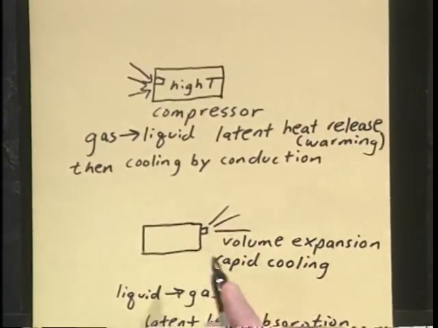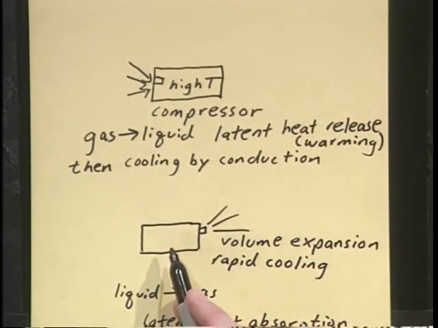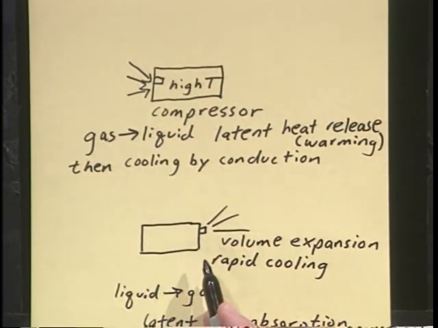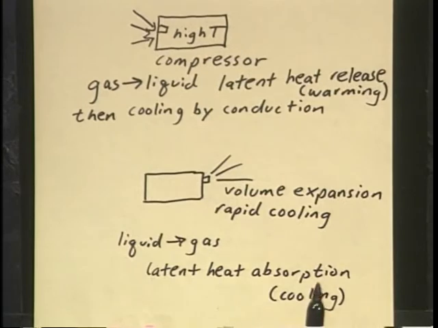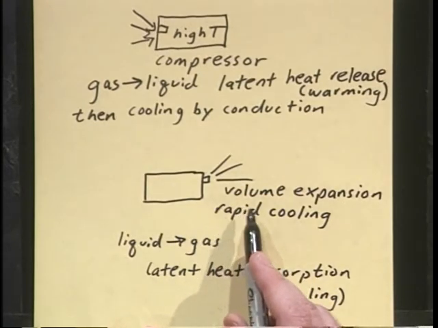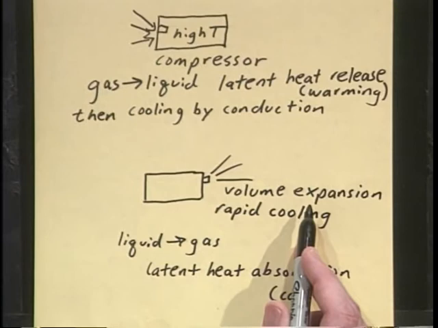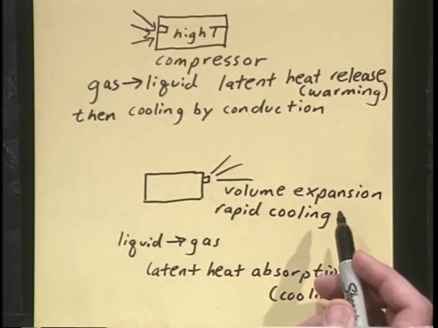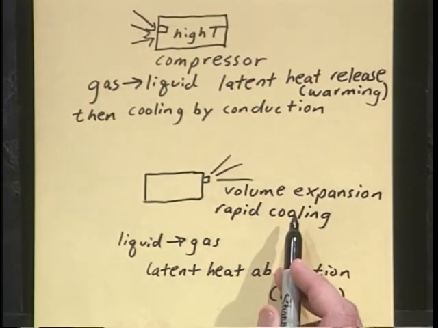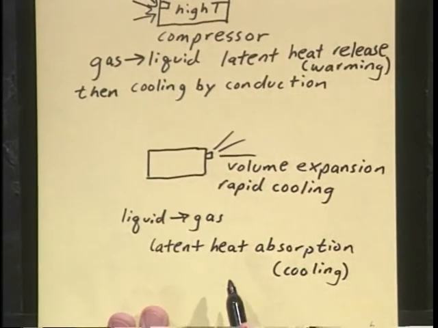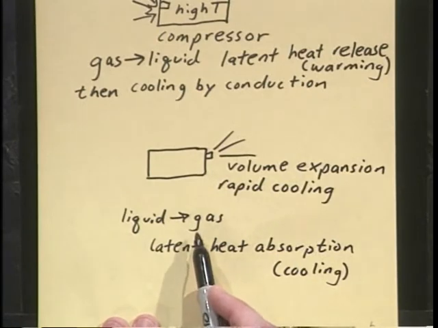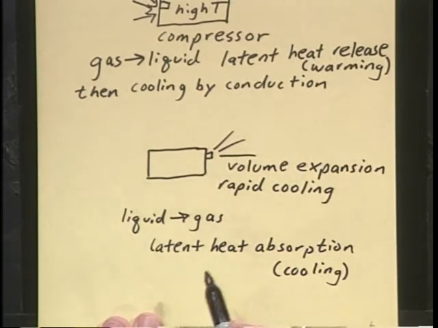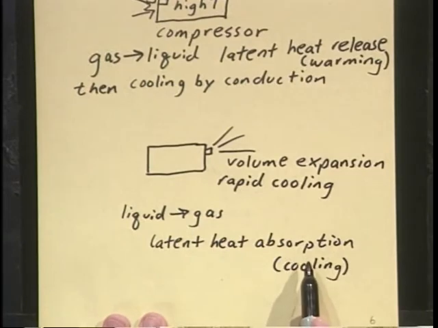And then the next process is to take that compressed liquid and cause a rapid volume expansion of that liquid. When a volume expansion occurs, just like in the aerosol can example, there's going to be rapid cooling. Also, you have a latent heat transformation. You're going from a liquid to a gas, so this is like an evaporation process, evaporational cooling. So you have latent heat absorption.